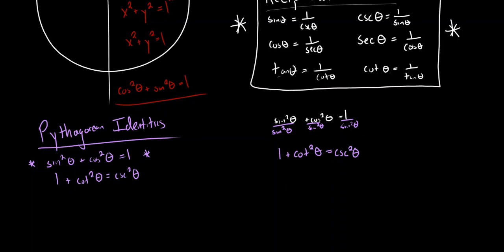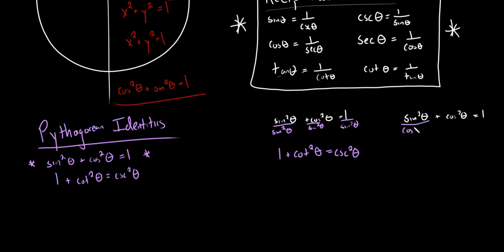And we can do the same thing by dividing each side by cosine squared. Go ahead and pause the video now and try doing that and see what you come up with. Divide everything through by cosine squared. Tell me what you get.